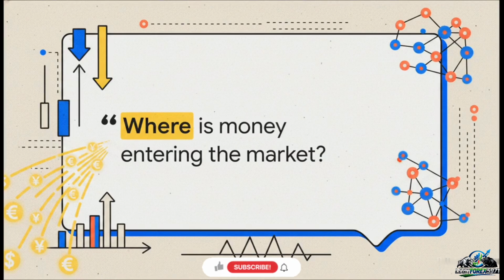Look, if you're staring at lagging indicators, you're already too late. You've got to ditch the illusion and focus on the undeniable reality of buyers and sellers. So next time you open a chart, I want you to ask yourself one simple question before you ever click a button. Are you reading the order flow to spot the trap, or are you about to become the liquidity for someone else's trade?